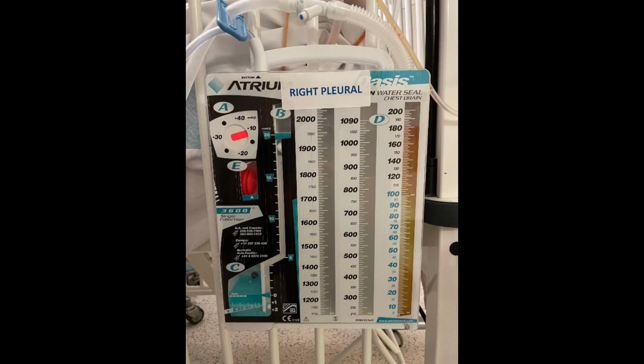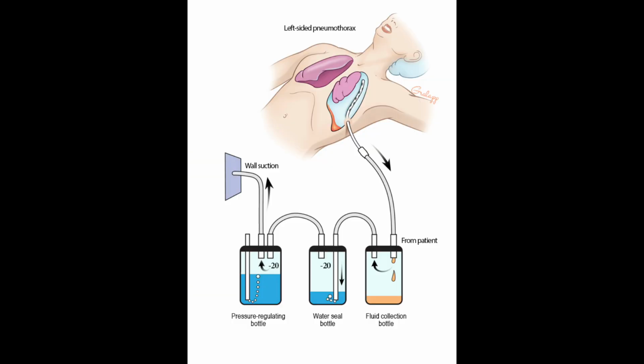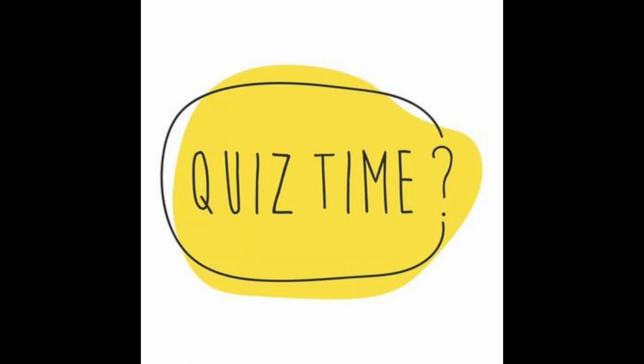Never clamp the chest tube unless ordered. Clamping can cause a tension pneumothorax. Keep the drainage system below chest level. This ensures proper drainage by gravity.